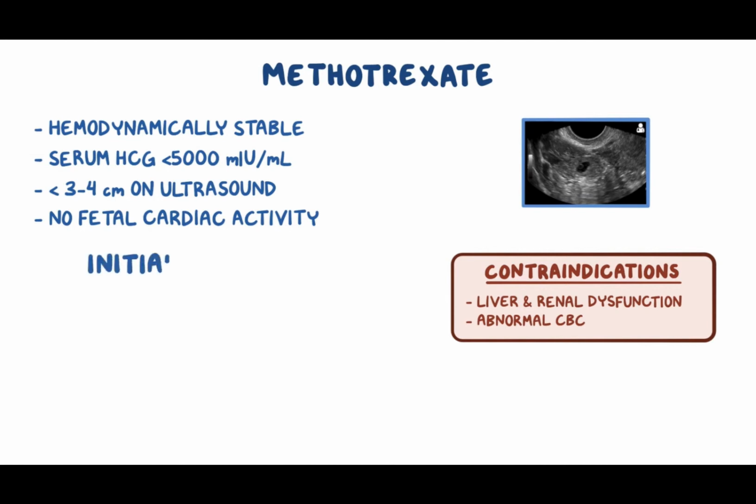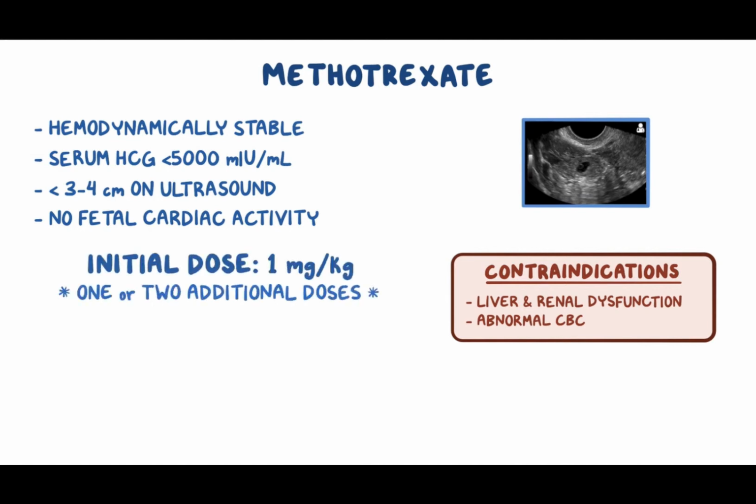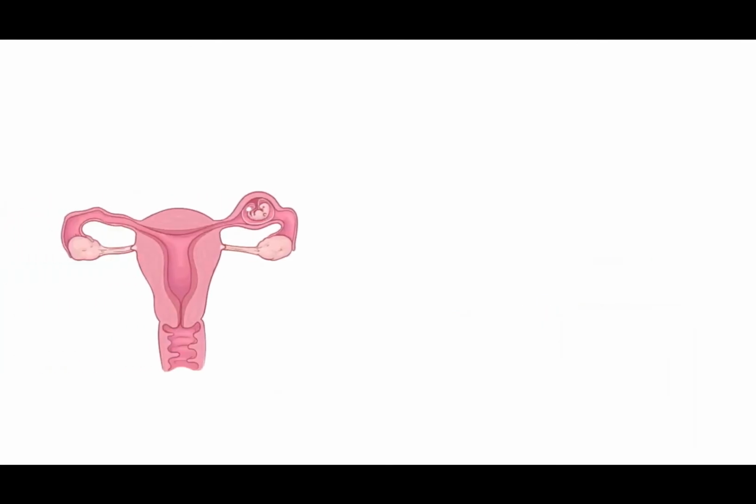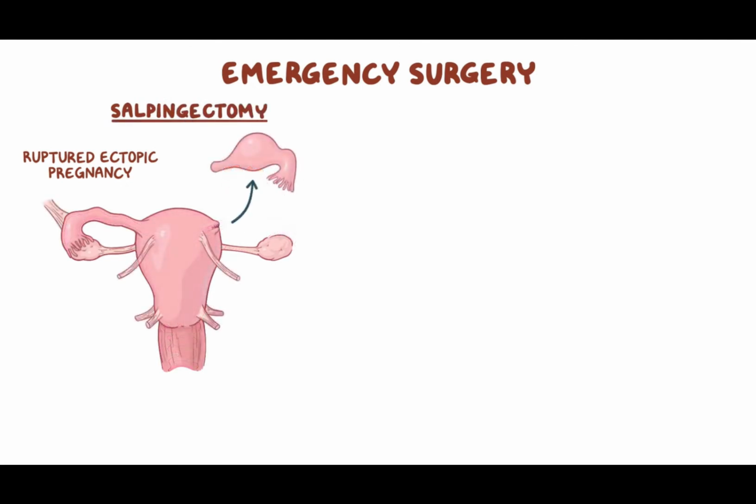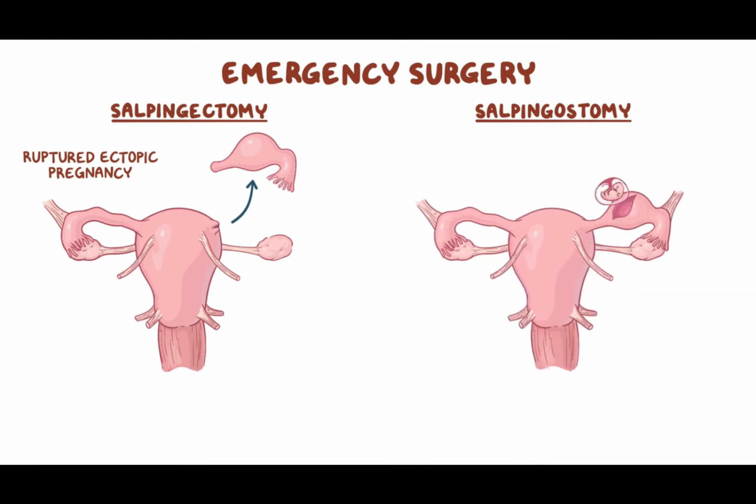Methotrexate is given in an initial dose of 1 mg per kilogram, and 1 or 2 additional doses might be given, until serum hCG levels are undetectable. If at any point the female becomes hemodynamically unstable, or if there are signs of ruptured ectopic pregnancy, then emergency surgery should be done. Surgical approaches include salpingectomy, which is when the entire fallopian tube is removed, and salpingostomy, which is when the tube is cut to remove the ectopic pregnancy, but the rest of the tube is left intact.